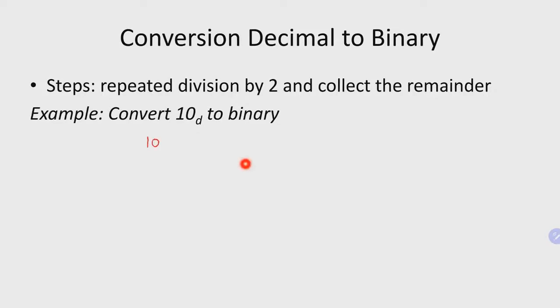So let me show what is meant by these steps. I have my 10. It's a repeated division by 2, and then we collect the remainder. If I divide this by 2, I get 5, and there's no remainder. If I divide 5 by 2, I get 2, with a remainder of 1. If I divide that by 2 again, that gives me 1, with no remainder. If I read it up this way, that gives me 1, 0, 1, 0 in binary. So 10 in decimal is equal to 1, 0, 1, 0 in binary.